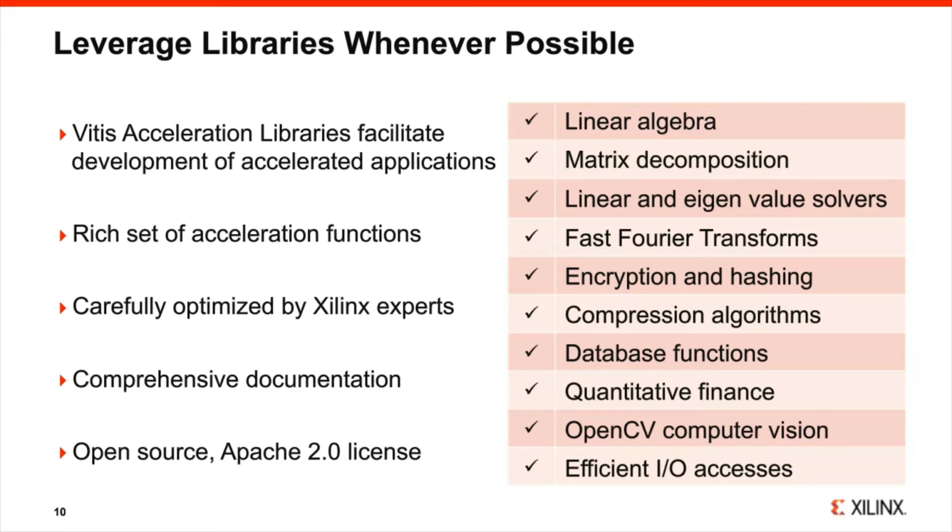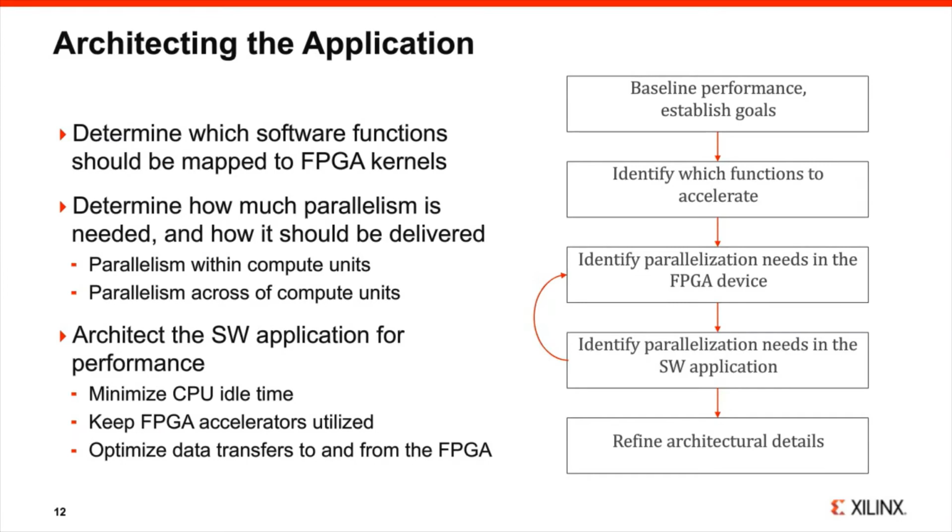Let's start from architecting the application. It's really about making key decisions about application architecture. Determine which software functions should be mapped to FPGA kernels. Determine how much parallelism is needed and how it should be delivered. Having a goal is very important. The goal is what you keep measuring in every step of the development process.